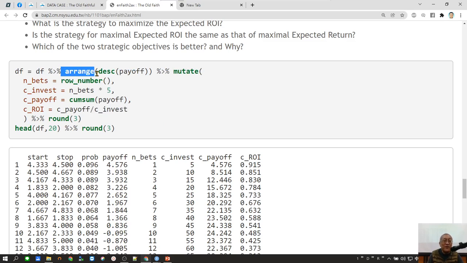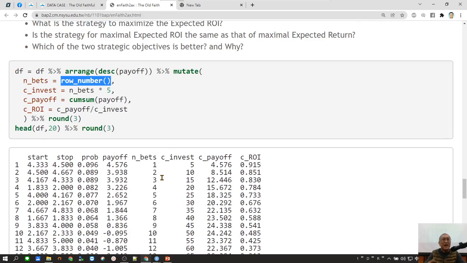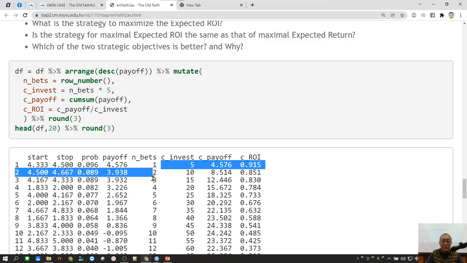So the first thing I do is, what is the purpose of this command? I arrange it by decreasing payoff, right? So the period with the highest payoff is on top, and the records are ordered by decreasing payoff, right? That's the first thing that I do. And then the next thing is I put the row numbers 1, 2, 3, 4, 5, just to count the bets. So if you want to place bets, we will always press our bet starting from the highest payoff, right? So I can place one bet, two bets, three bets, right?